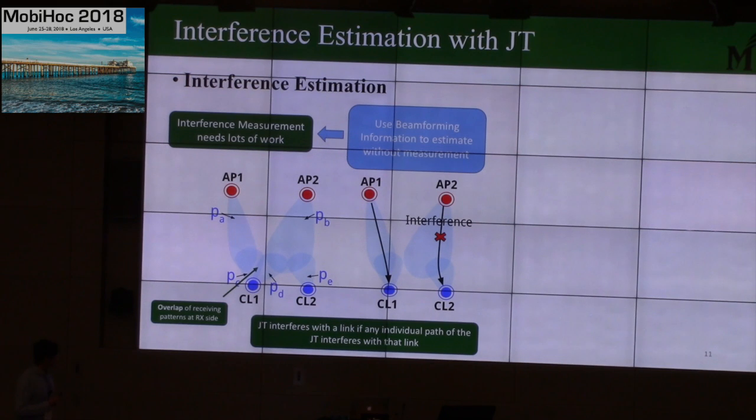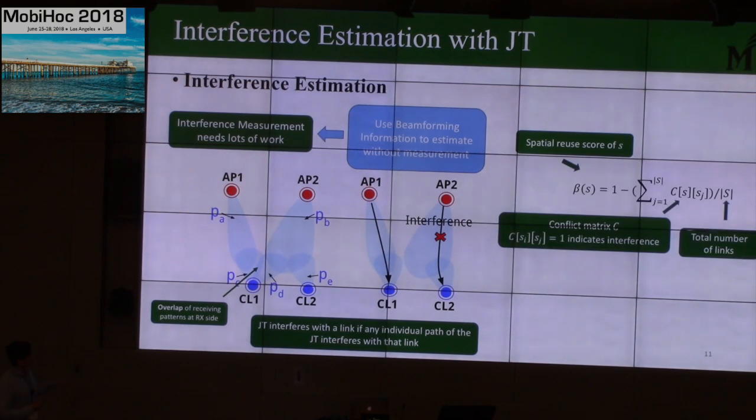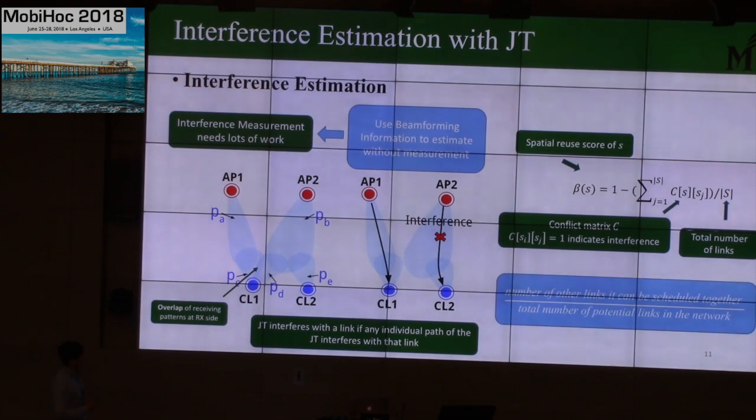So if any individual link of the joint transmission interferes with the link, the joint transmission interferes with it. In this case, we extended this to the joint transmission. And then we represent the interference relationship of the network in a conflict matrix. And then we calculate the spatial reuse score of the joint transmission, which is the number of other links that can be scheduled together with this link, over the total number of potential links in the network.